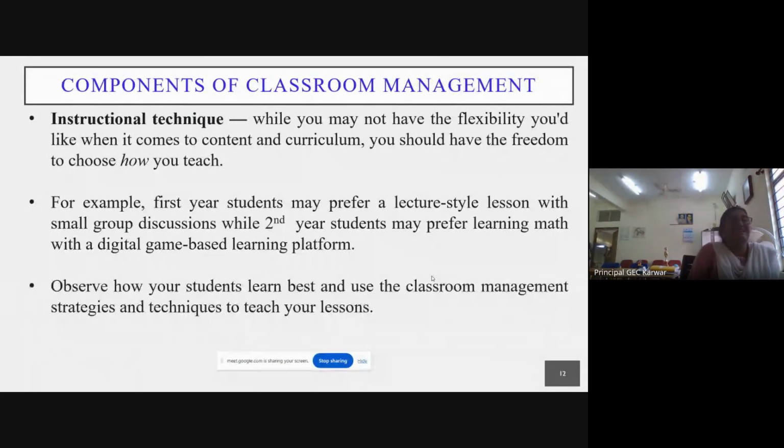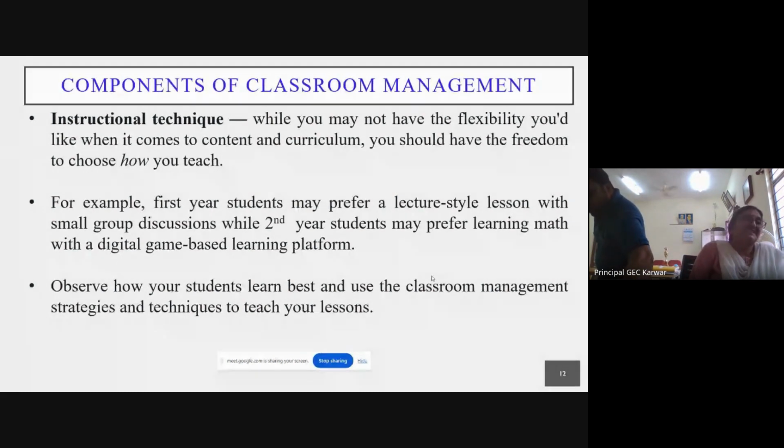Then the instructional technique. While you may not have the flexibility because the curriculum is given by our university, when it comes to the content and curriculum, we are not having any freedom to choose our own curriculum, but we can choose how to teach.